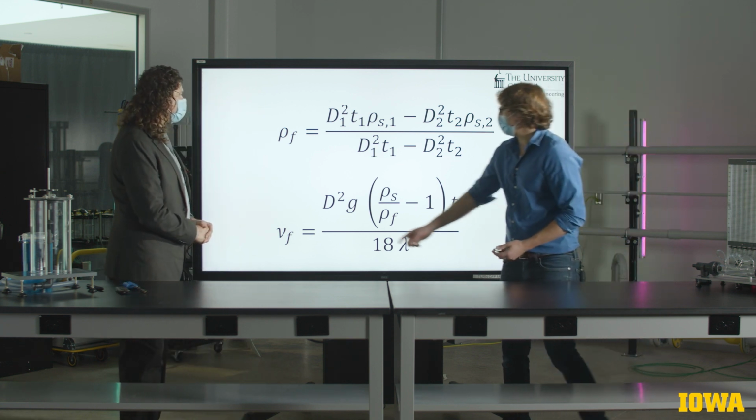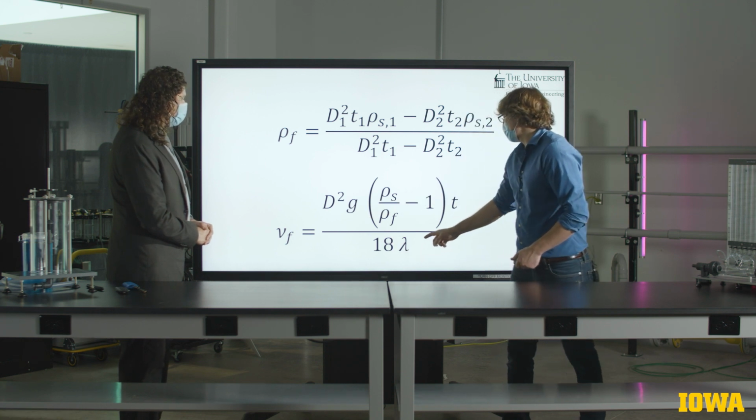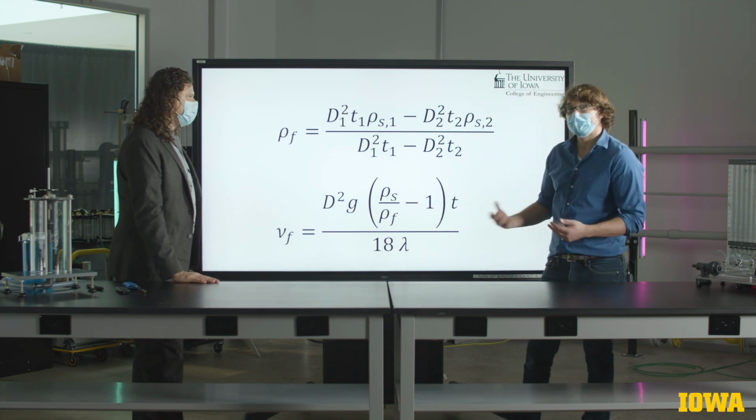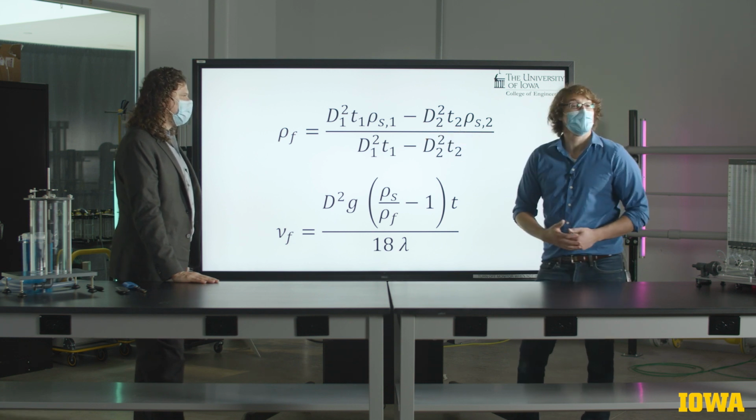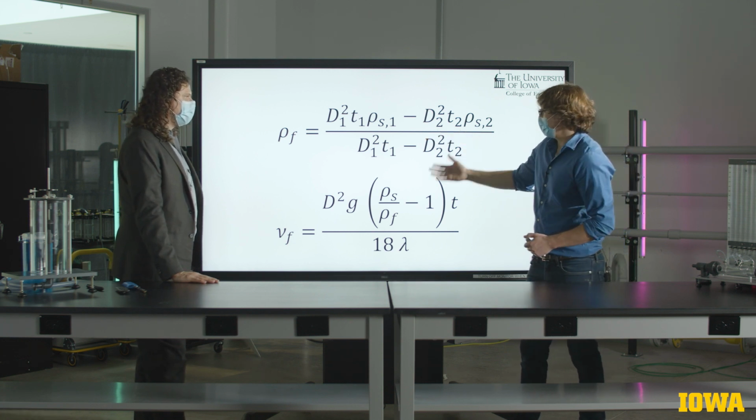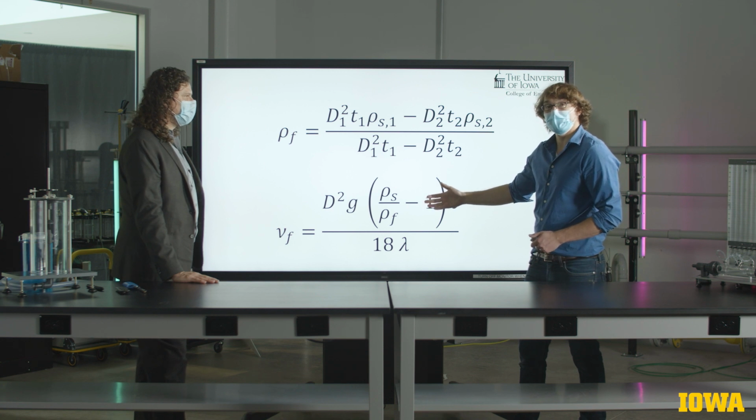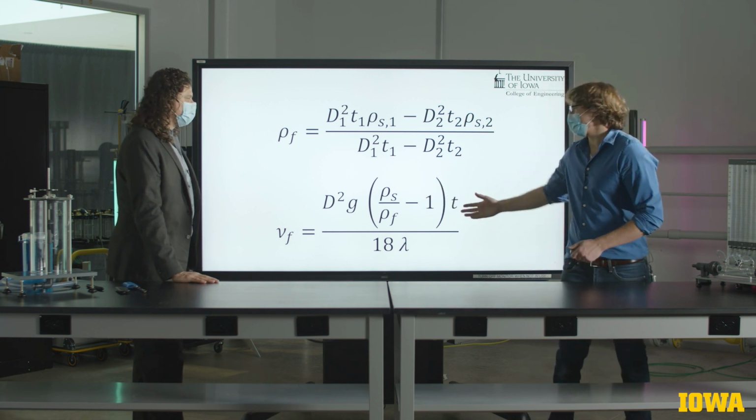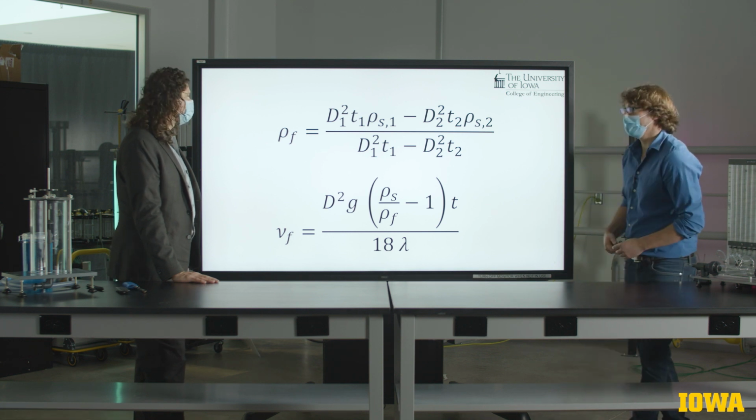And you may notice that we don't have subscripts on the diameter, the time, or the solid density over here. That's because once you've solved for the fluid density, regardless of which sphere you choose, the Teflon or the steel, the second equation will give you the same result.